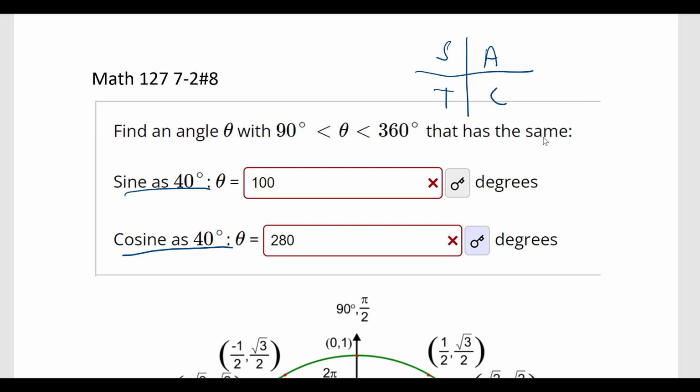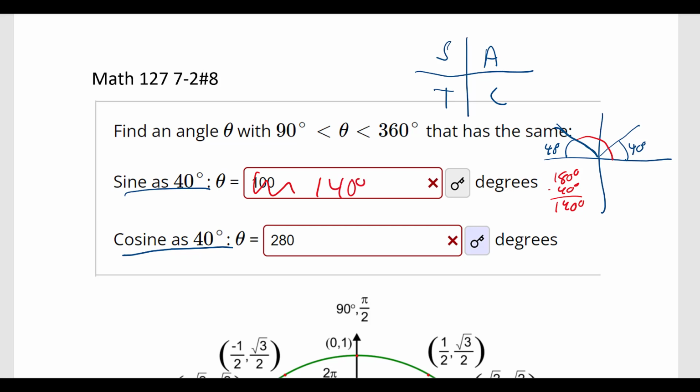So when we're asked about sine of 40 degrees, here's our 40 degrees. What other quadrant is it going to be positive in? It's going to be positive in the second quadrant, where the reference angle is 40 degrees. So what's the other part of that angle? The supplement of the angle, 180 degrees minus 40 degrees, is 140 degrees. So this would be 140 degrees.